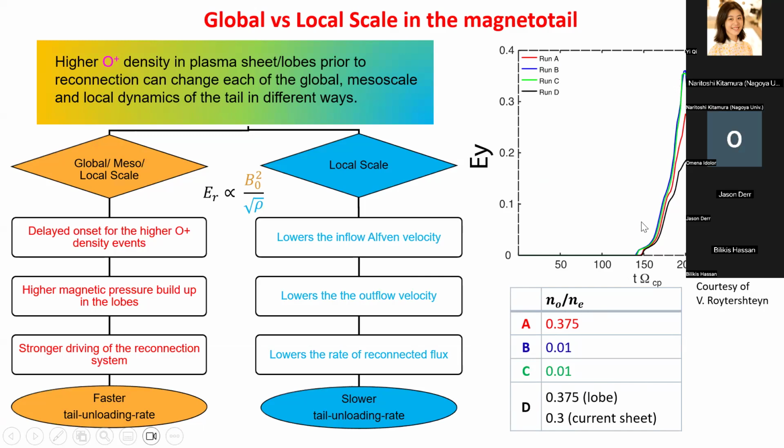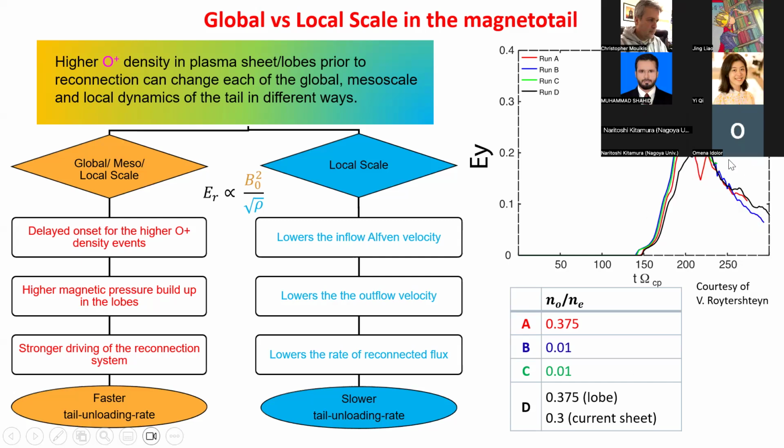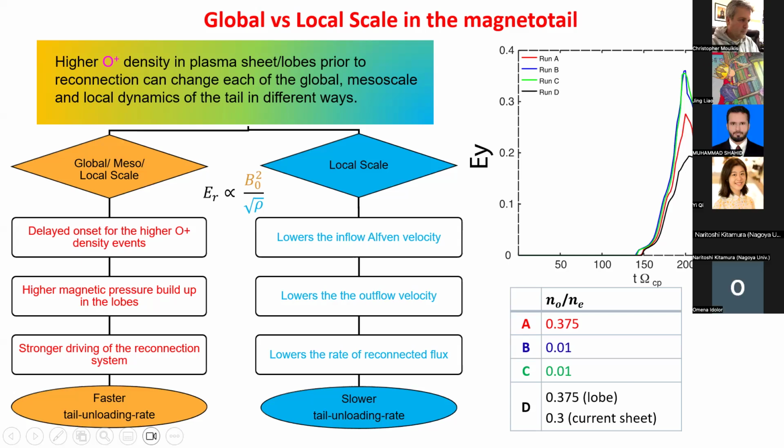Red has oxygen, but just in the lobes, not in the current sheet. And so that's already reduced. But then when you add oxygen in both the lobes and the current sheet, that reduces the reconnection rate even further. And that makes sense because you're increasing the mass density, and so that should decrease the reconnection rate.